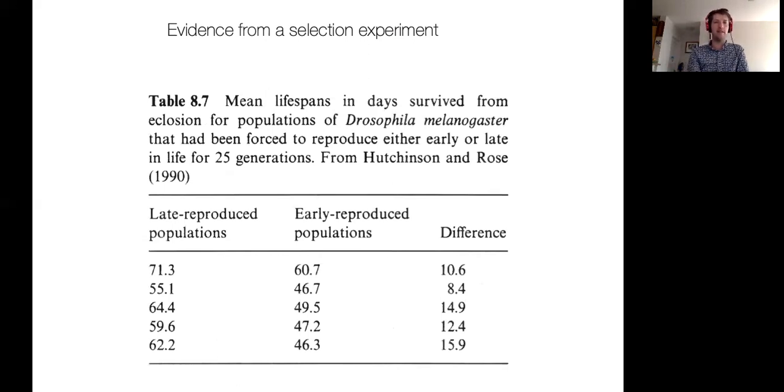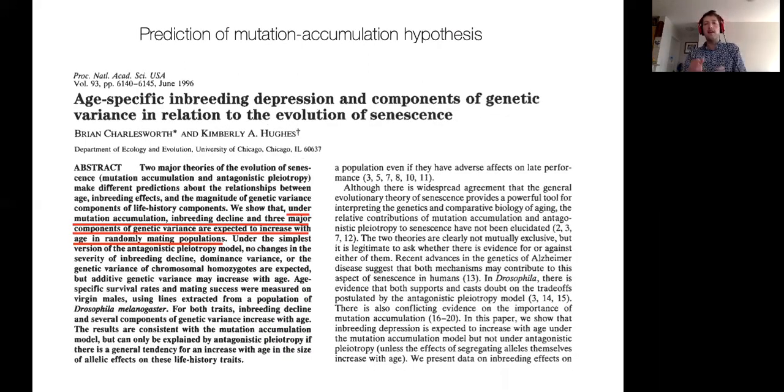So lifespans increase when you select on time of reproduction. This is just showing you that there are these interesting relationships between the time of reproduction and lifespan, and when reproduction is occurring within these species. So now let's move to trying to test some of these predictions of the hypotheses.